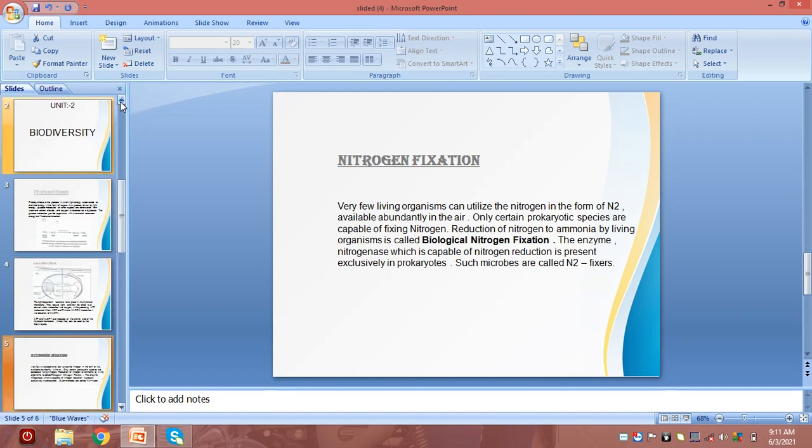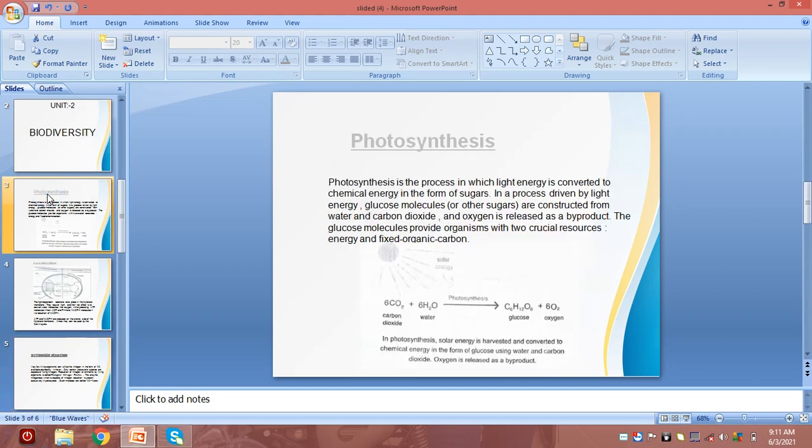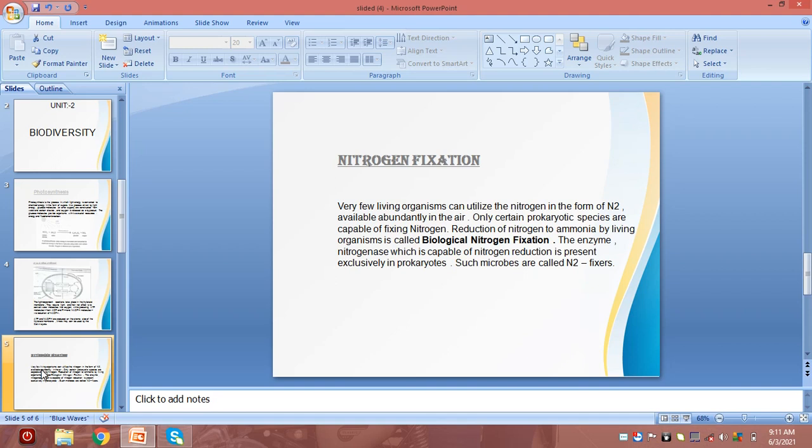So in today's session we have seen the topics related to unit 2, that is photosynthesis. The process of photosynthesis we have discussed, and we have discussed nitrogen fixation. We shall continue with the next topic of unit 2 in our next session.